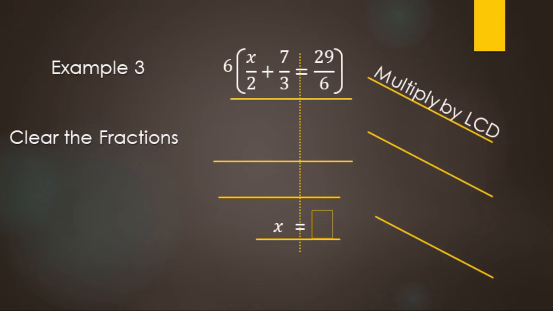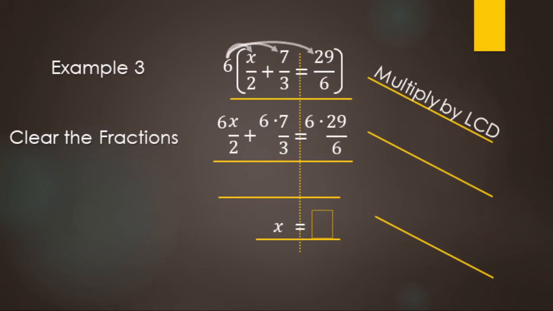So here we go. This is going to be distributive property. So we're going to do 6 times x over 2, and now we're going to do 6 times 7 over 3. Now with these, you don't actually do the multiplication. You just hold that there for now. You'll see why in a second. And last, we're going to do 6 times 29 over 6.